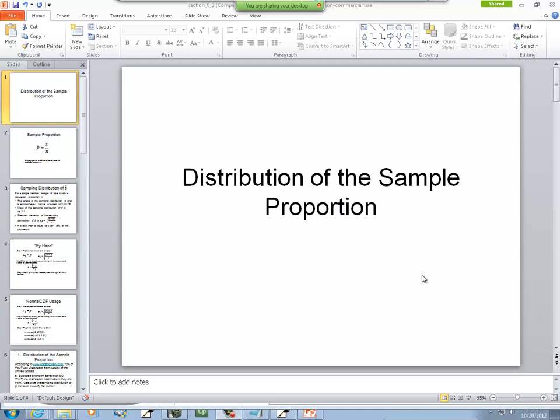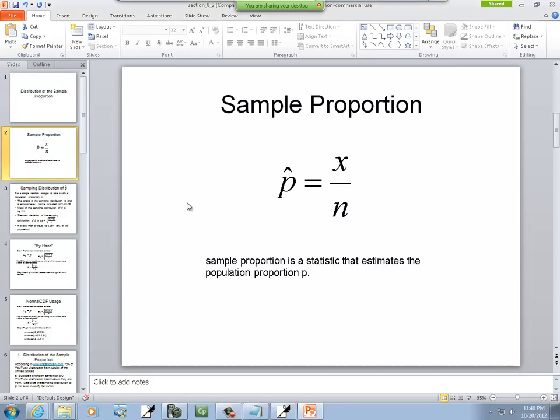Let's take a look at the distribution of the sample proportion. The type of problems we'll run across in this section is if you're trying to find a probability that more than 30% of students believe in ghosts. So you're basing it upon percents or proportions. Remember, our sample proportion is p hat equal to x over n, and the sample proportion is a statistic that estimates the population proportion p.